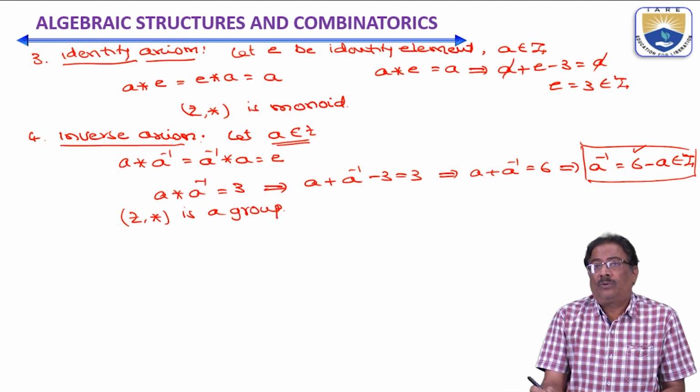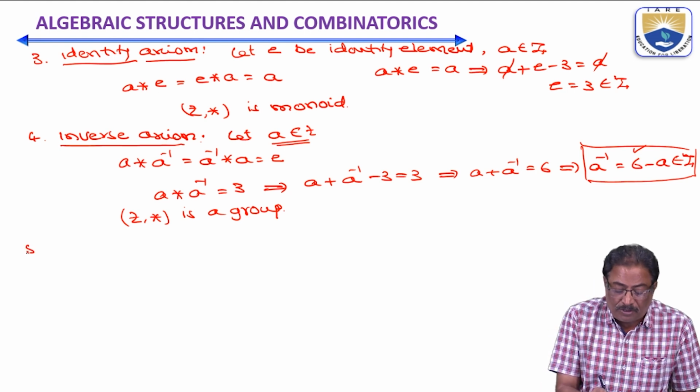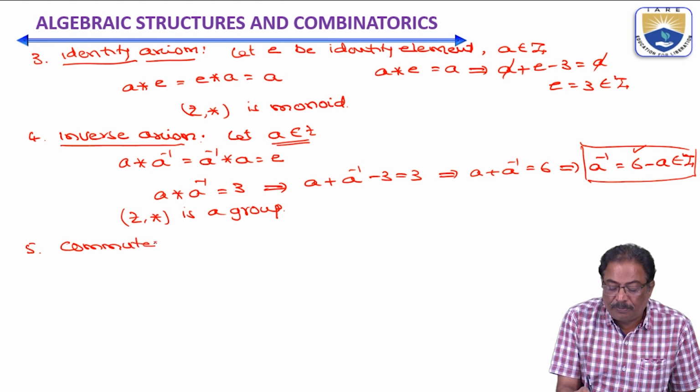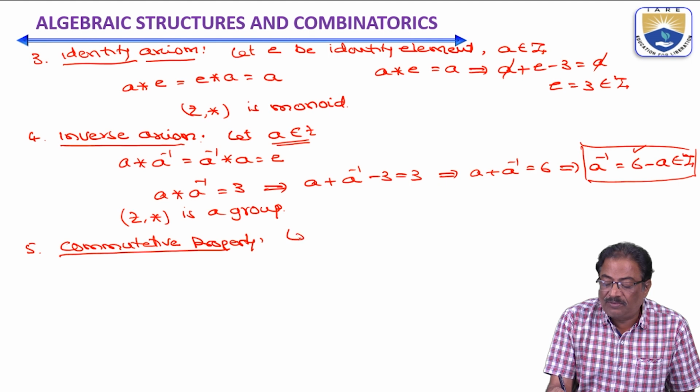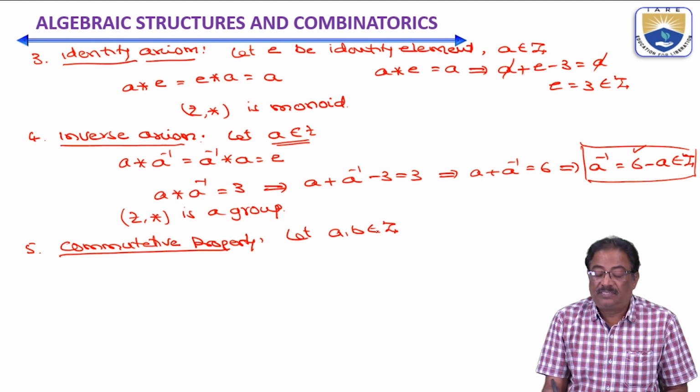Now we are going to prove that it is an abelian group. So we are going to discuss the other property, the commutative property or commutative axiom. For that, we consider A comma B belongs to Z.